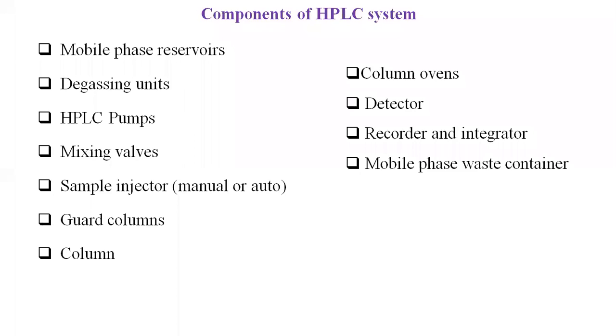The separated compounds, now the eluted compounds, pass through the detector, where the compounds are detected. Then the detected compounds are integrated by using the recorder and integrator in the form of a chromatogram. The mobile phase waste container collects whatever mobile phase has traveled through the column. So these are the different parts of HPLC.